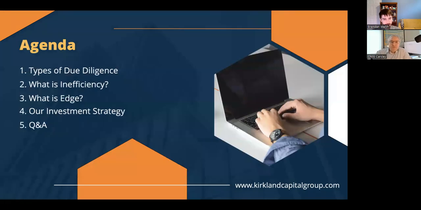Agenda: we'll walk through some types of due diligence, what is inefficiency, what is edge, and then we'll give a little bit about and use some examples of what we believe the inefficiency and edge are at Kirkland Capital Group, and then we'll break for some Q&A.